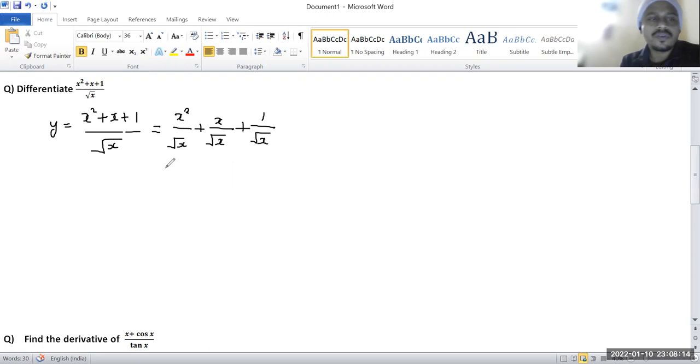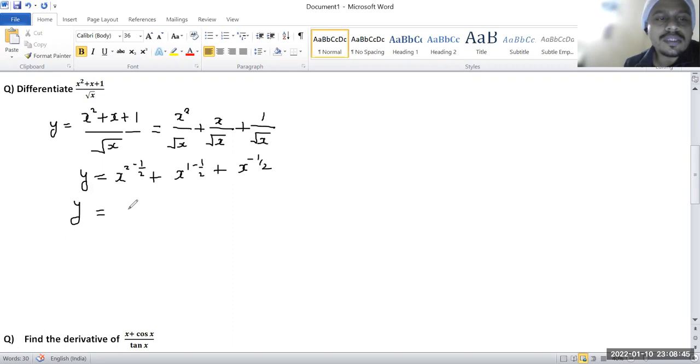So what does it look like? It looks like y equal to x to the power 2 minus 1 by 2, plus x to the power 1 minus 1 by 2, plus x to the power minus 1 by 2. So you get the function: x to the power 3 by 2, plus x to the power half, plus x to the power minus 1 by 2.